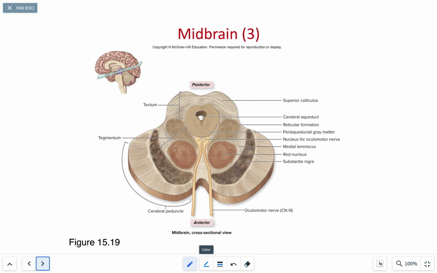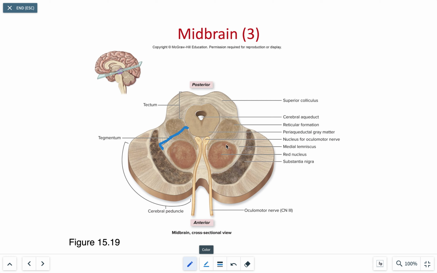So when we take a cross-sectional view of the midbrain, the first area to discuss is this region here, which is the tegmentum. The tegmentum is going to be between the substantia nigra and the periaqueductal gray matter, and the structures located in between are going to integrate information from the cerebrum and the cerebellum and give the involuntary motor commands, especially to the erector spinae muscles for posture.